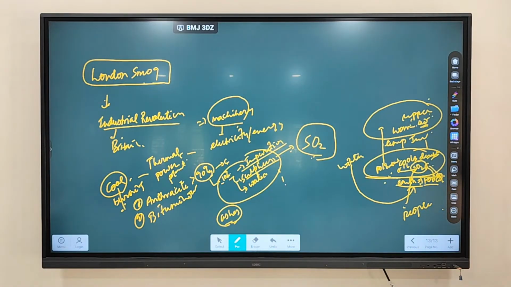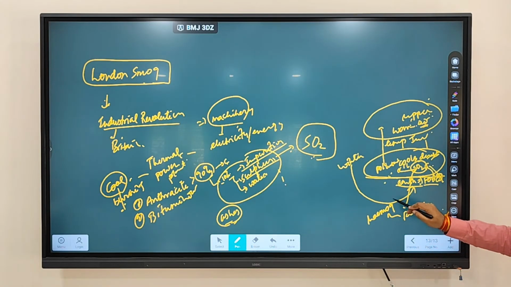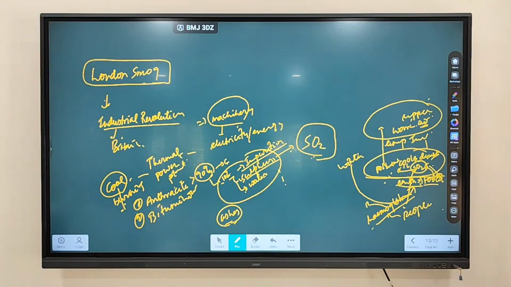Now when people inhale sulfur dioxide, what will happen? It binds with your hemoglobin. Clear? What is the role of hemoglobin? It binds with oxygen, and oxygen is supplied to all the cells. So RBCs contain hemoglobin. Hemoglobin binds with oxygen, and RBCs supply this oxygen to all the cells.